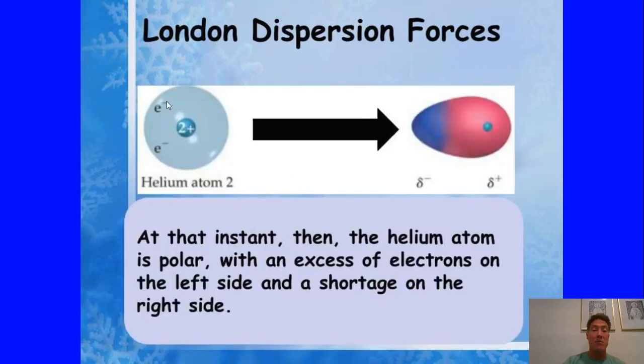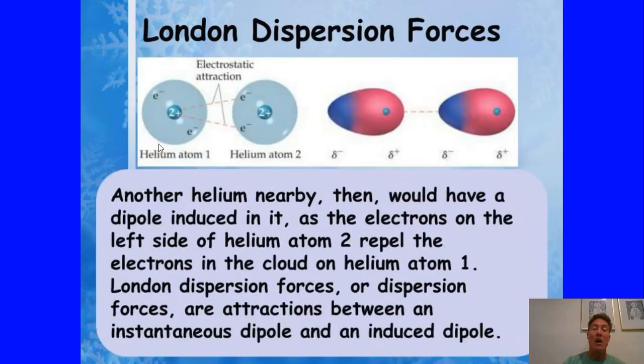So what would happen is, once it moved over like this, it would momentarily become polarized. It's a negative charge here and a positive charge here. And if there were another helium atom nearby, this instantaneously polarized helium is going to polarize and push the electrons of this other one away. So this becomes polar for just a second, and it creates a mirror polar image over here. So this polarized helium pushes the electrons over here and makes it polarized. And now that they're polarized, the positive part of this newly polarized helium atom can be attracted to the negative part of the first one that got polarized.